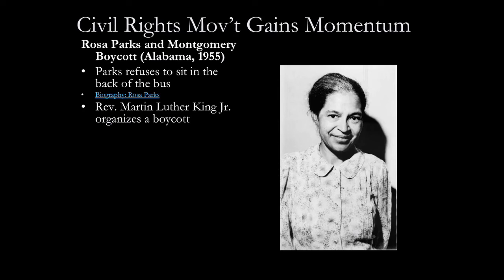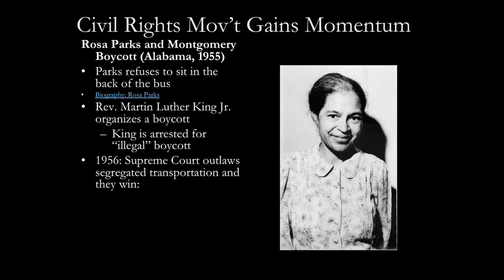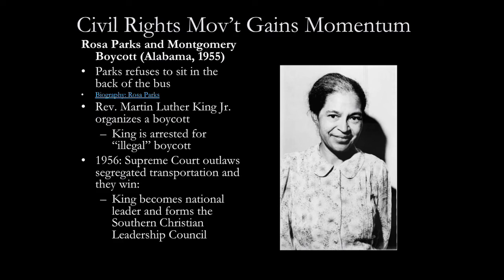We see Reverend Martin Luther King Jr. then helps organize a bus boycott here in Montgomery, Alabama, protesting this segregation. King is actually arrested for this boycott, but it's very symbolic from jail. He's gaining notoriety. By 1956, the Supreme Court outlaws segregation in transportation. This really begins Martin Luther King's ascension to the overall civil rights leader. And we see the Southern Christian Leadership Conference.